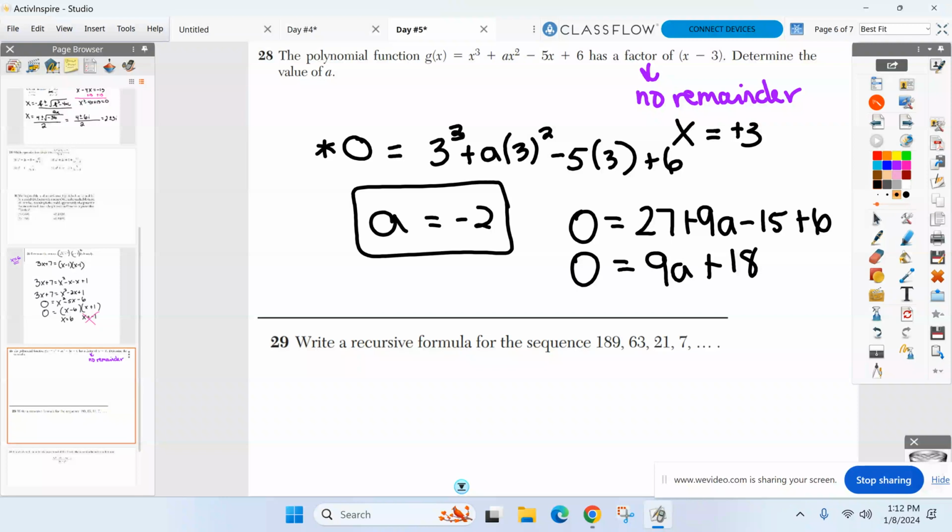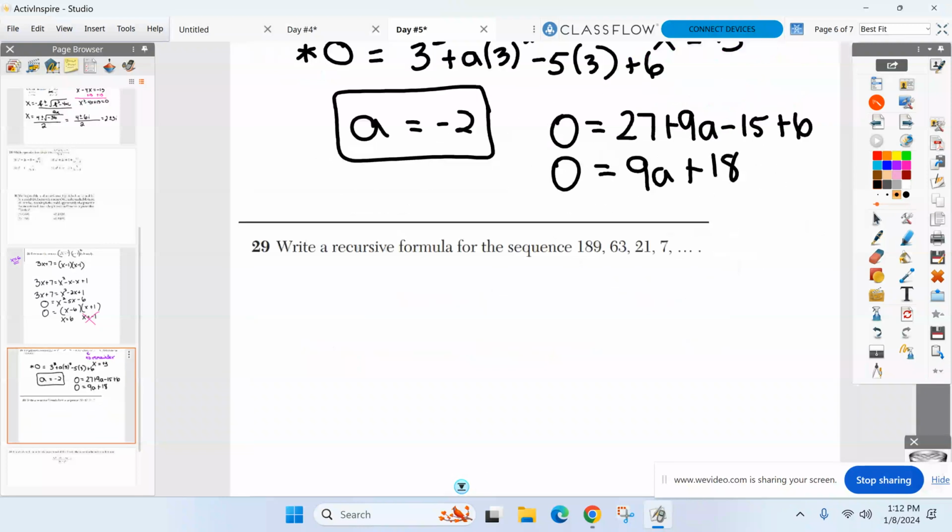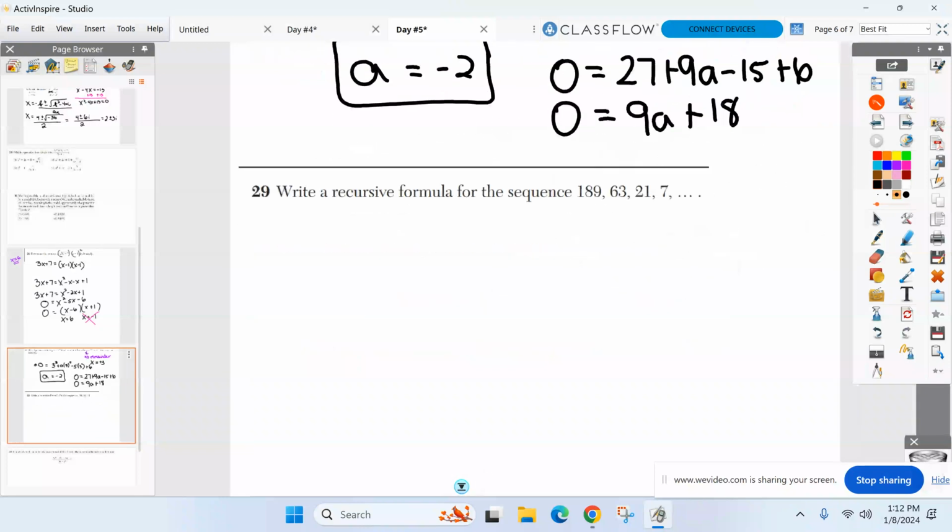All right, last one we're going to do, 29. And this is my wheelhouse from this year.